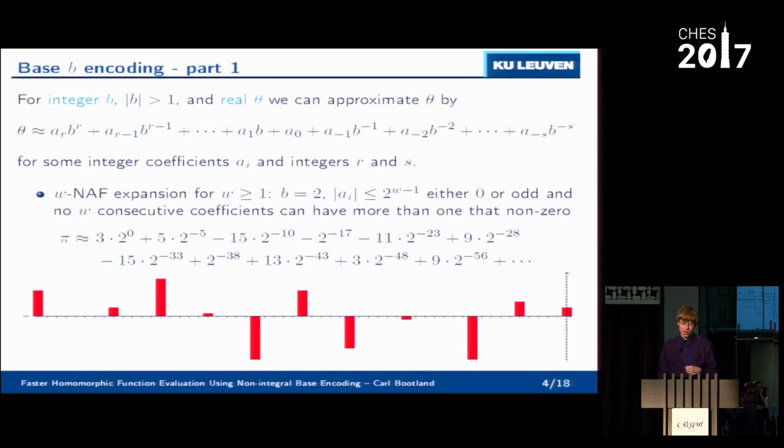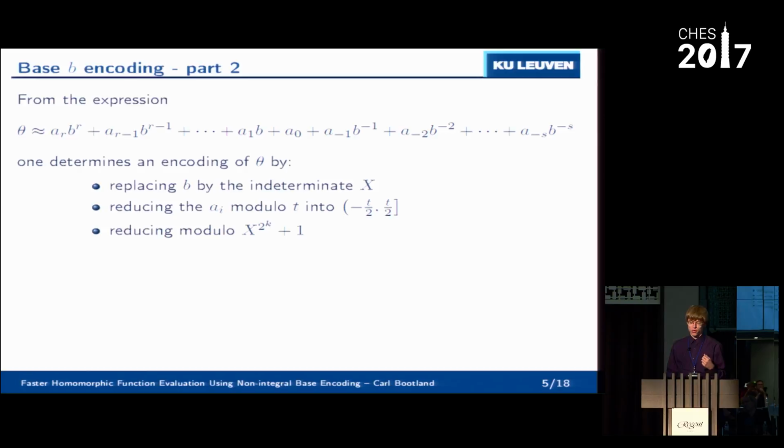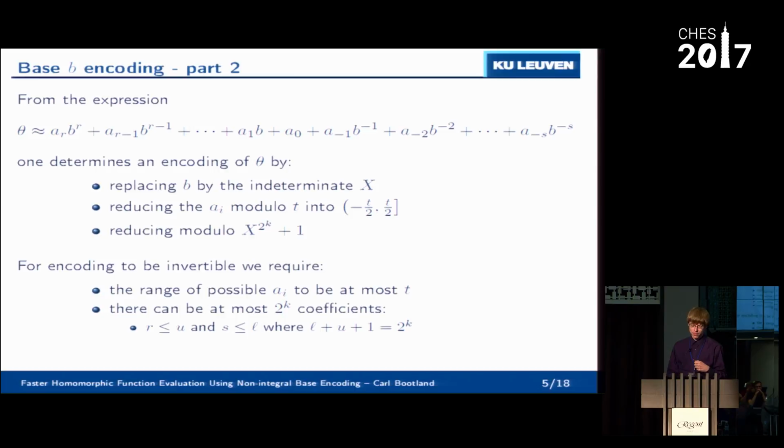So once we have such an expression, how do we actually get to an encoding of our data theta? Well, we simply replace the base B by an indeterminate X, and then reduce modulo the coefficient modulus and the polynomial modulus to become an element of the plaintext space. Of course, we want our encoding algorithm to be invertible so that we can decode. So this means that we can only allow a maximal possible range of values for our coefficients, at most t. For example, you could say the coefficients are between minus t over 2 and t over 2.